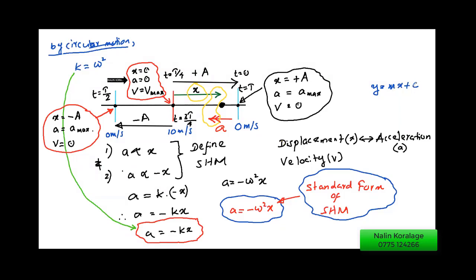When c is positive, it can cut the y axis at some positive y coordinate. In case c is a negative value, that straight line can cut the y axis at a negative coordinate.